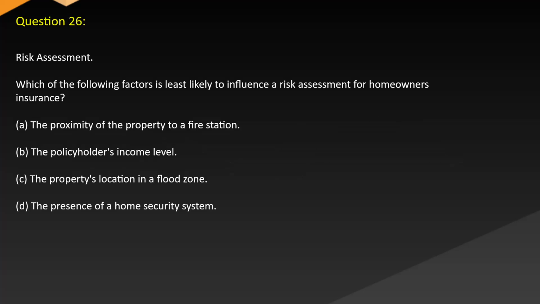Question 26. Risk assessment. Which of the following factors is least likely to influence a risk assessment for homeowners insurance? A. The proximity of the property to a fire station. B. The policyholder's income level. C. The property's location in a flood zone. D. The presence of a home security system.